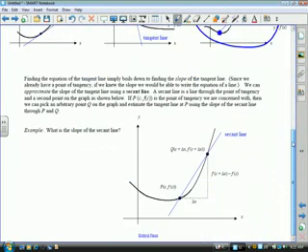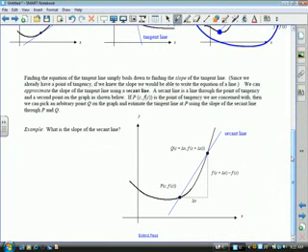So what happens, if you read this carefully, it says, finding the equation of the tangent line simply boils down to finding the slope of the tangent line. And it says, since we already have the point of tangency, if we knew the slope, we could write the equation right now. We can approximate the slope of the tangent by using a secant line.